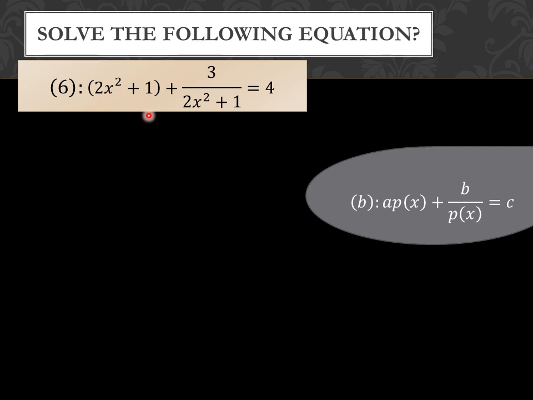Previously we identified it by looking at the smaller power of a variable and then taking the square of it. But now, as we can see, 2x² + 1 is the same in both places, so we will take 2x² + 1 and suppose it equal to y.